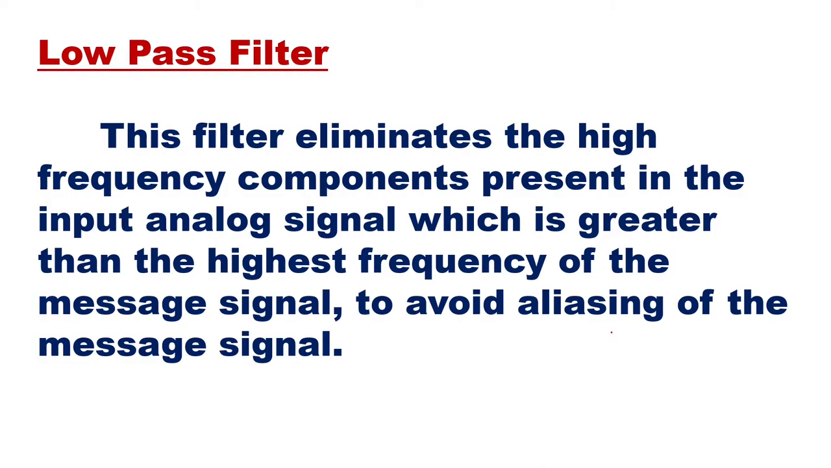So the first unit was the low pass filter. This filter eliminates the high frequency components present in the input analog signal, which are greater than the highest frequency of the message signal, to avoid aliasing of the message signal. So it is going to block high frequency and pass low frequency, the desired analog signal.